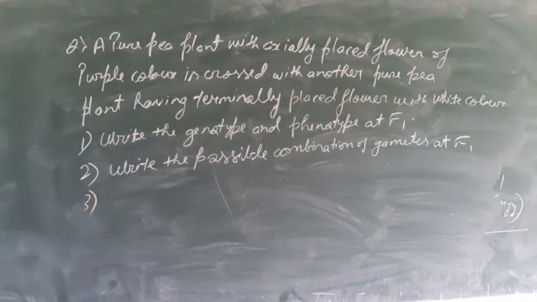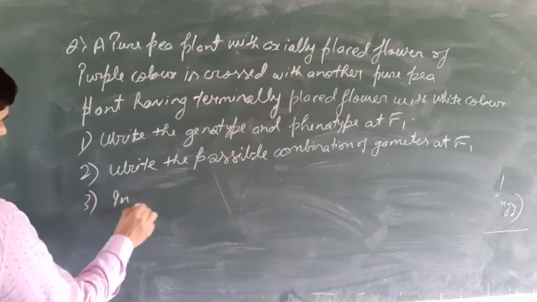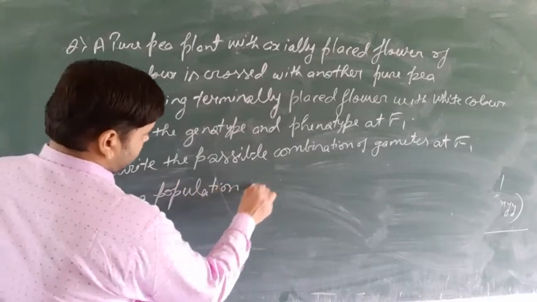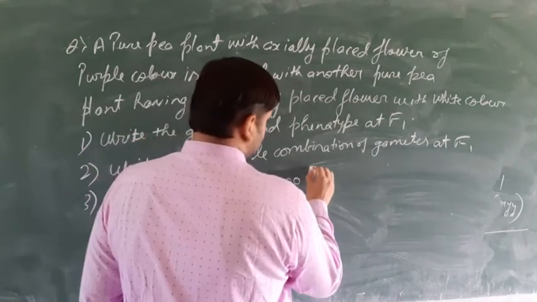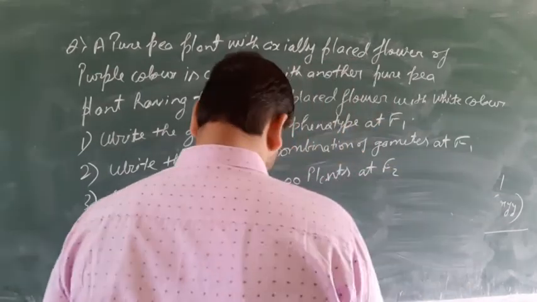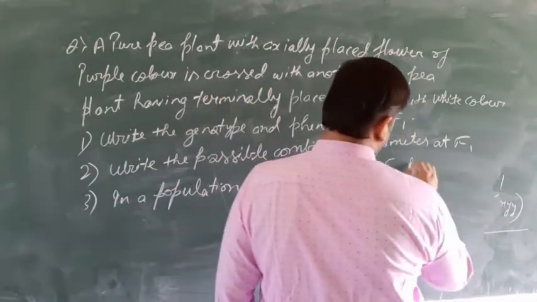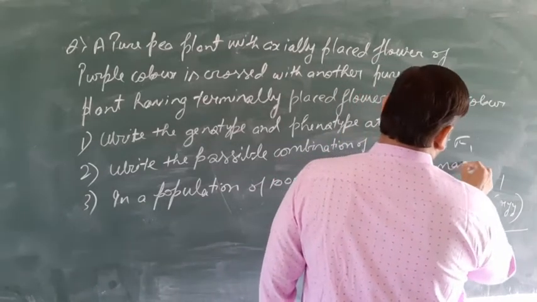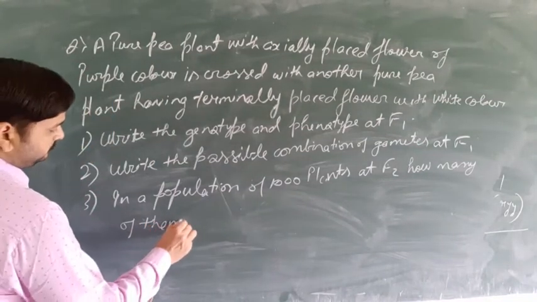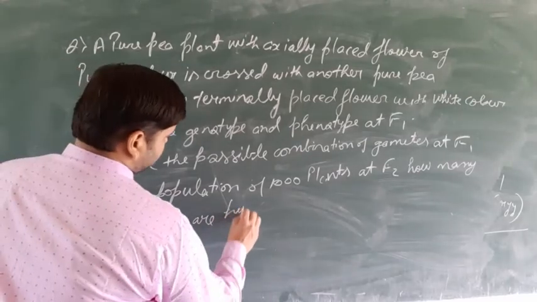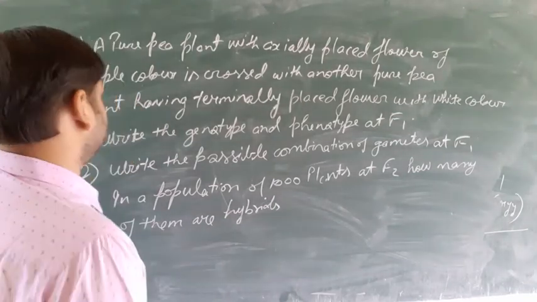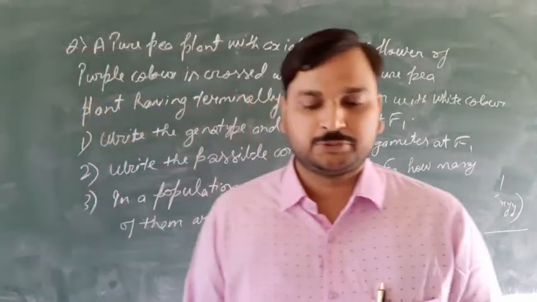And third question is, in a population of 1000 plants at F2, how many of them are hybrids? So this is the question that you have to solve.